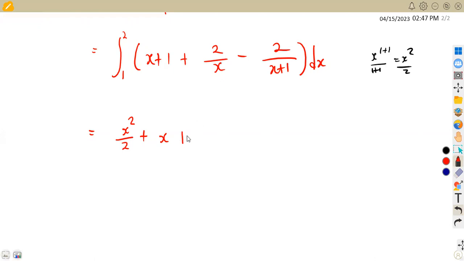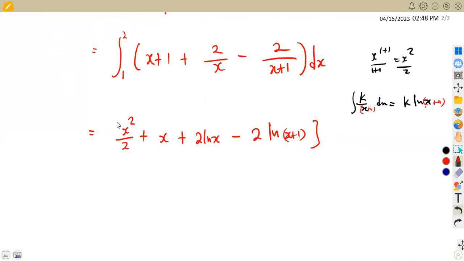Then 2 over x. Remember, if we are given the integral of k over x with respect to x, it is going to give us k ln x. So this is the one that we are having in this case. So our k is 2, so this is going to give us 2 ln x. Then minus 2 ln of x plus 1. In place of x, this can be plus a, so it is going to be x plus a, or whatever that you're given. So that's x plus 1 in this case. All right, with the limits, don't forget the limits, 1 up to 2.